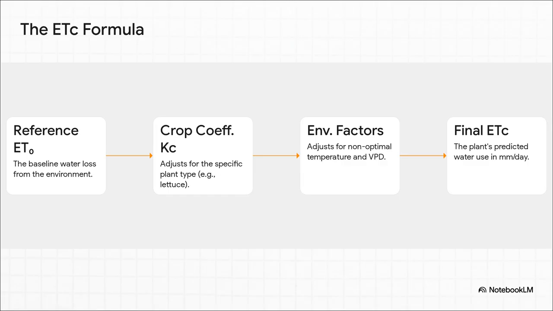But let's just break it down into simple steps. First, it figures out a baseline water loss for the environment. That's our ET0. Then it multiplies that by something called the crop coefficient, or KC, to make it specific to our plant, lettuce in this case. And finally, it fine-tunes that number using things like temperature and that VPD we just talked about. And voila, the result is the crop evapotranspiration, or ETC, the plant's predicted water use for that day.